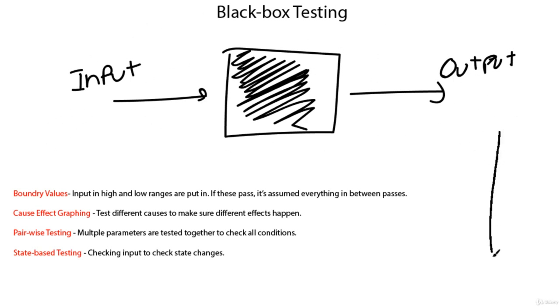We have this oracle where we have some sort of input on the left, and it's supposed to be giving different output on the right side. What we're trying to do is see, does it work? If we combine different things, is it still working? We have things like boundary values, where we try to input high and low ranges. And if these pass, it's assumed everything else passes.